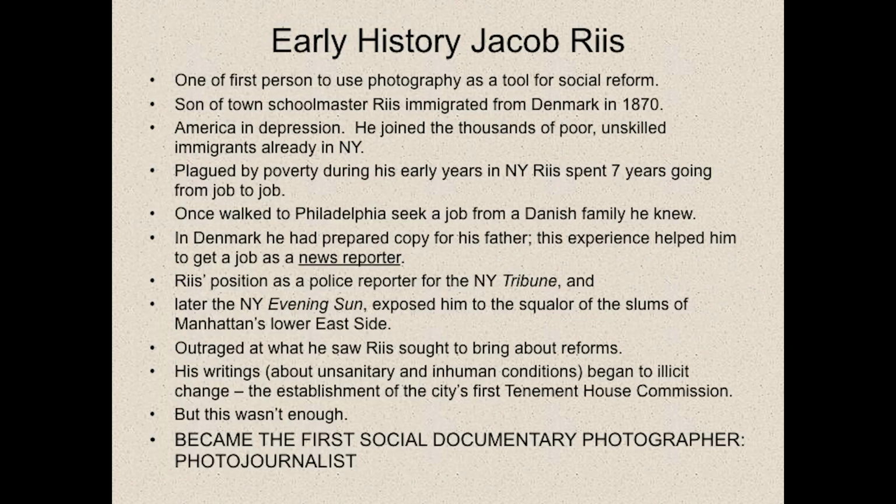So a little bit about Jacob Riis's background, his early history. He was one of the first persons to use photography as a tool for social reform. He was the son of a schoolmaster, and he immigrated from Denmark in 1870. So he had that experience of being an immigrant. When he got to America in 1870, America was sinking into an economic depression. He joined the thousands of poor, unskilled immigrants already in New York City. He was plagued by poverty during his early years in New York.